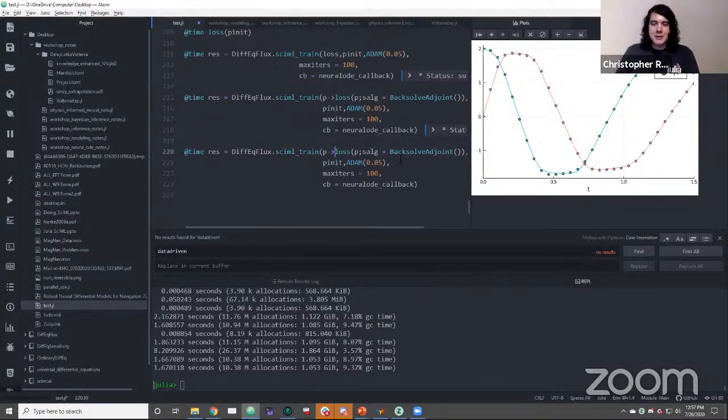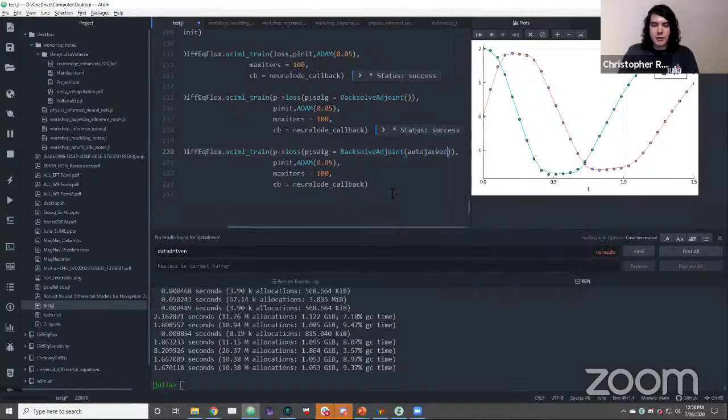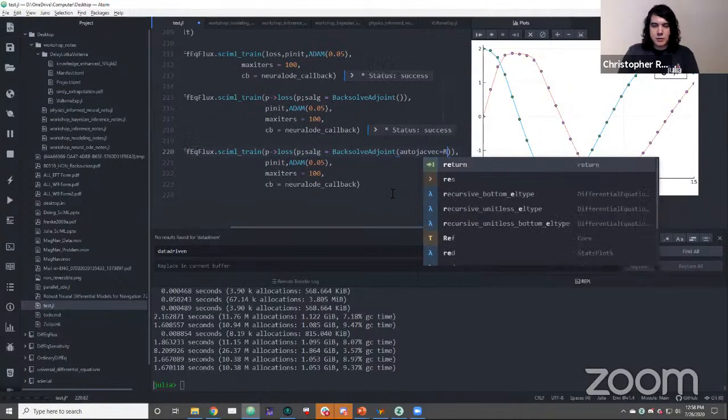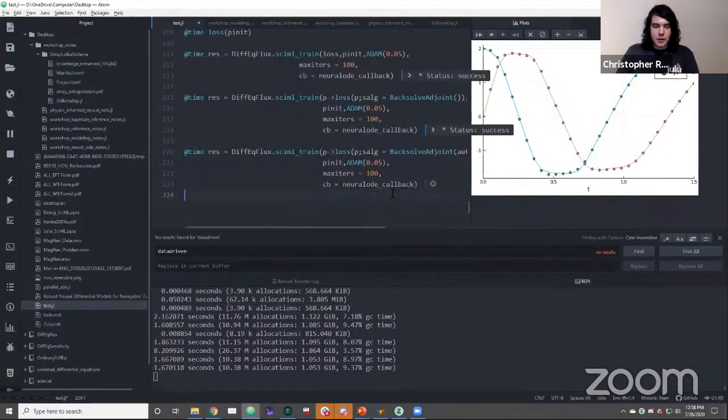But anyways, what we can also do is say internally to the adjoint calculation, we can tell it to change the way it's doing the automatic Jacobian vector products. So we can say AutoJacVec equals ReverseDiffVJP. And now, after it compiles, it will work a lot differently.